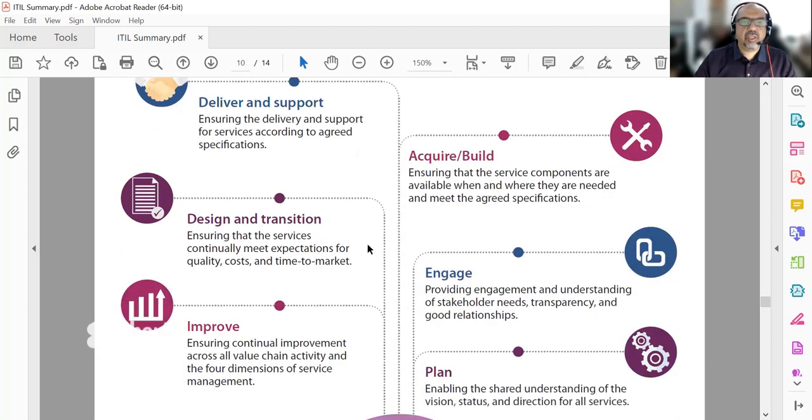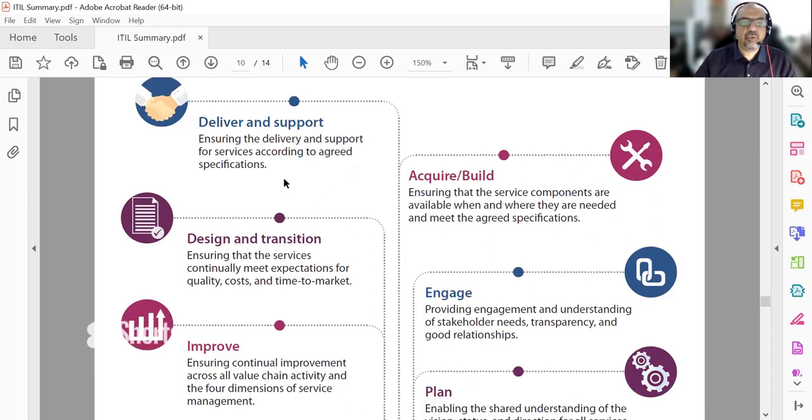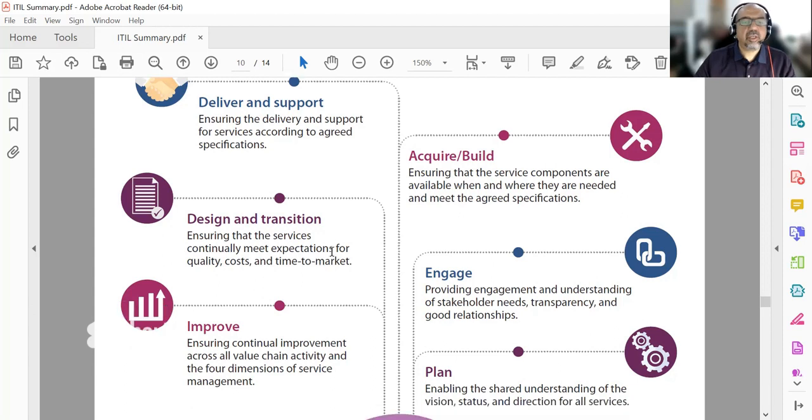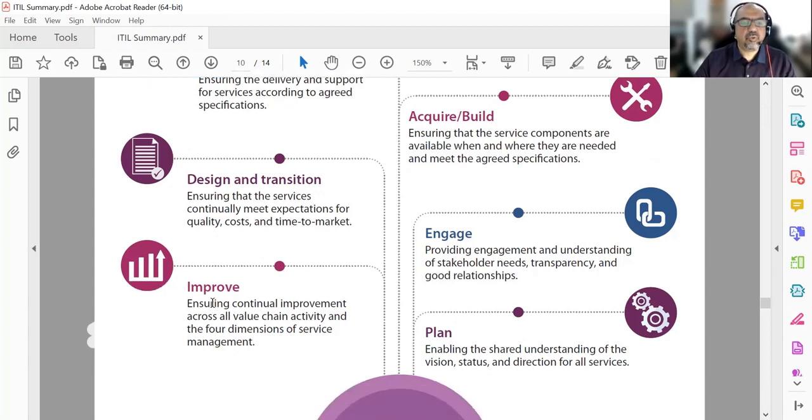Deliver and support: ensuring the delivery and support of services according to agreed specifications. Design and transition: ensuring that the services continually meet expectations for quality, costs, and time to market. Improve: ensuring continual improvement across all value chain activities. And the 4 dimensions of service management. Acquire or build: ensuring that the service components are available when and where they are needed and meet the agreed specifications.